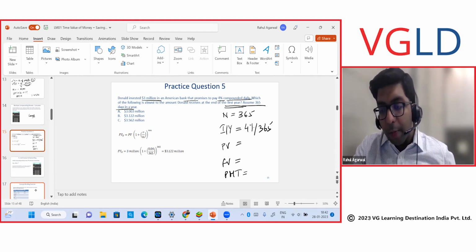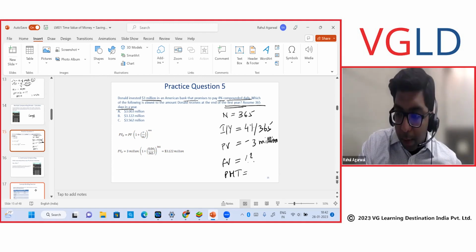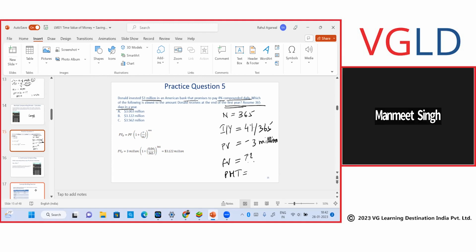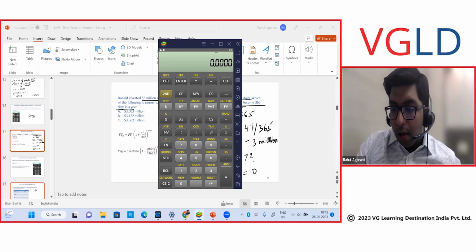Now, what is the present value? Minus 3 million. Correct. Future value we need to calculate. PMT will be 0. Very good. So let's jump into the calculator.